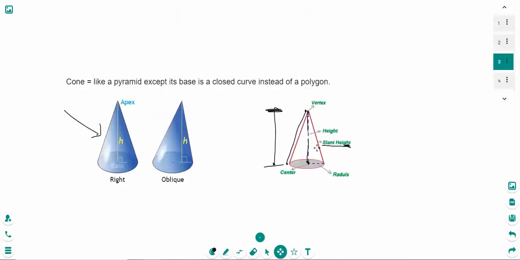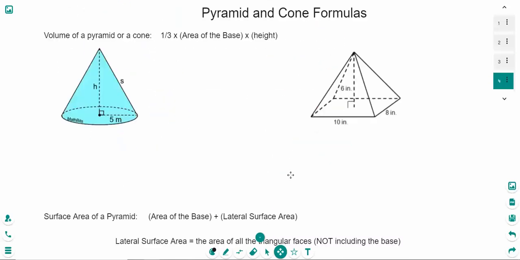Very good. All right, let's move on. Now we're going to get to the meat of the arguments here. We're going to talk about the formulas. So what is the volume of a pyramid or cone? Well, the good news is that you only have to memorize one formula for the pyramid and the cone volume. It's the same. So it doesn't matter if it's a cone or if it's a pyramid. The volume formula is actually going to be the same thing.